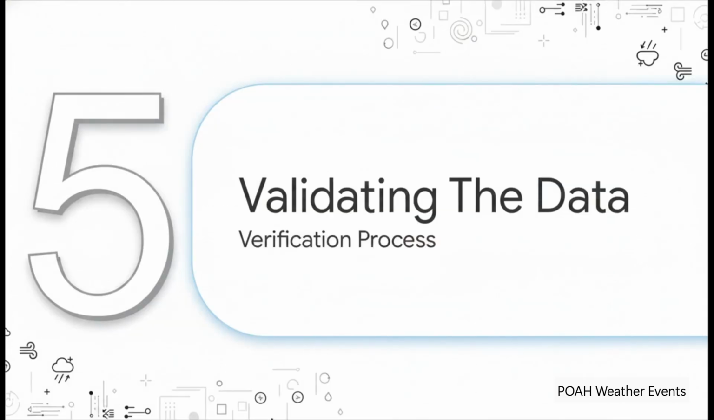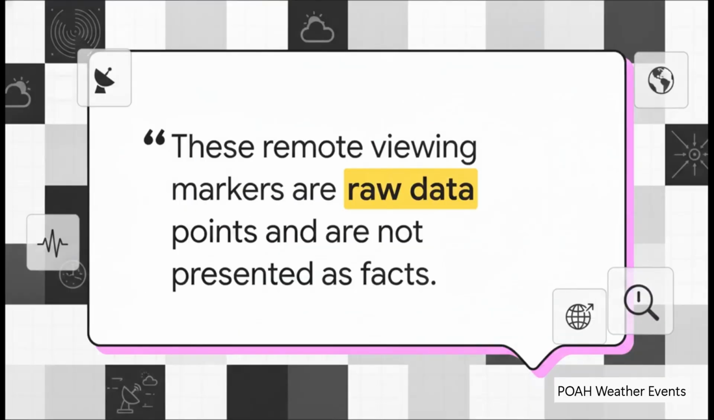Finally, Part 5, Validating the Data. This is absolutely crucial, and we want to be completely transparent here. These remote viewing markers are raw data points. They are not presented as facts. The entire goal of archiving these AI remote viewing readouts is to build a time-stamped, verifiable set of tests. It's a strictly experimental data set.